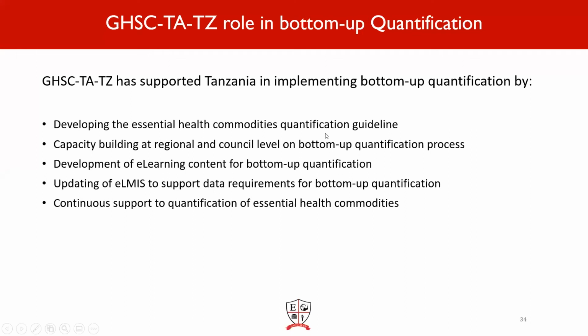And lastly, we continue to provide support in the quantification of essential health commodities, which includes monitoring of the forecast accuracies and the supply plans that were developed, as well as the implementation of the process itself as it moves from one tier to another across the different governance structures.